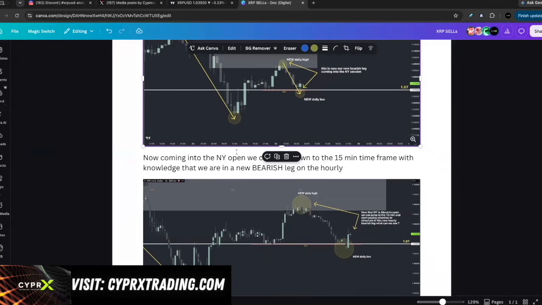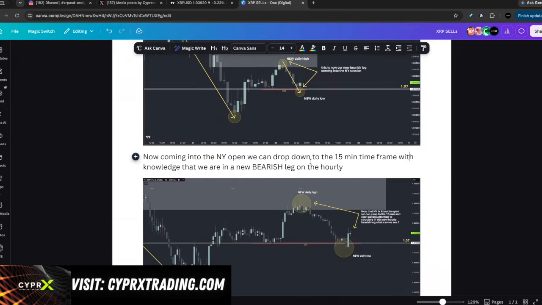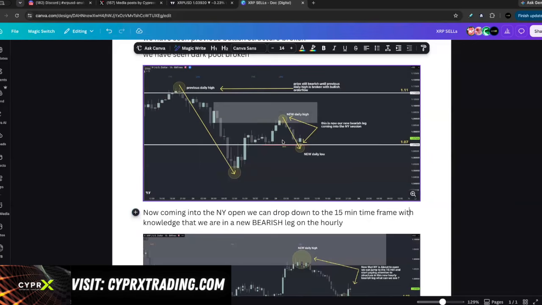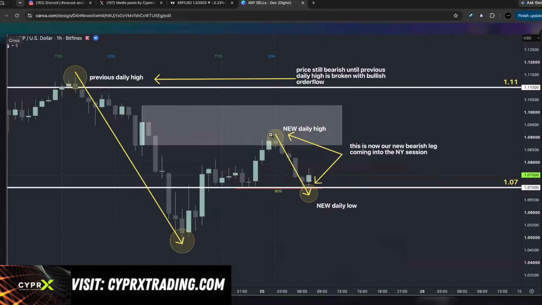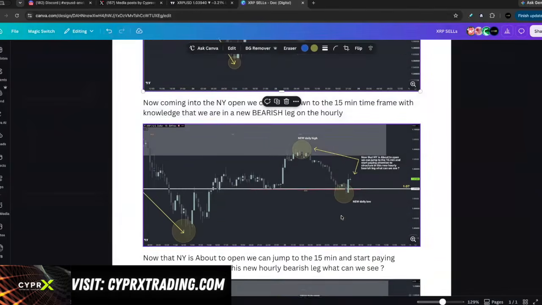So now coming into the New York Open, we can drop down to the 15-minute time frame with the knowledge that we are in a new bearish leg on the hourly. Keep in mind, now that we drop down to the 15-minute time frame from the hourly down, this is going to be the new area of interest that we're operating in from this A down to B move, so that way you guys are tracking where we're at in price action.